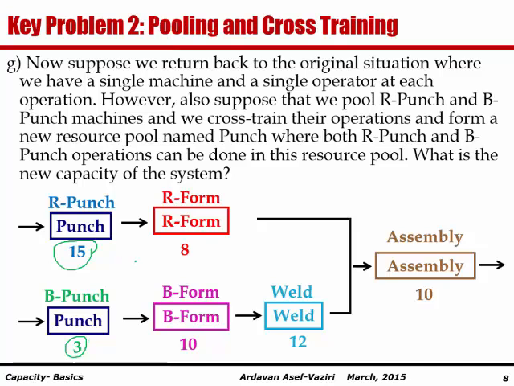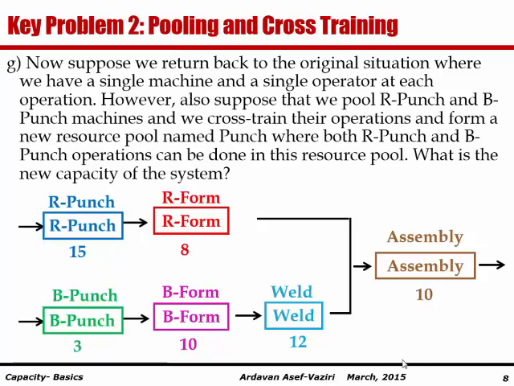If that is the case, now compute the capacity of the process. What is the capacity of this process? Okay, let's see where we are now. Now we have 1 punch machine. 2 different activities of R punch and B punch have been assigned to this resource.